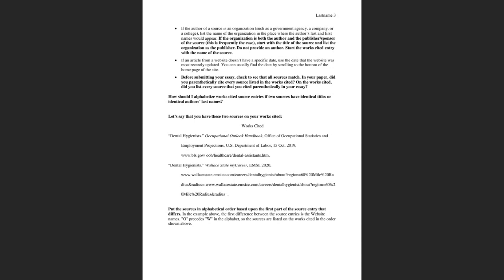So let's say that you have two sources with identical titles or identical authors' last names. This happens a lot of times in English 101 papers, not as much in literature papers. In English 101, sometimes you might be looking something up and have two articles with the same name. So here's an example of that, and this is how a works cited would look. The title of it is just Works Cited.